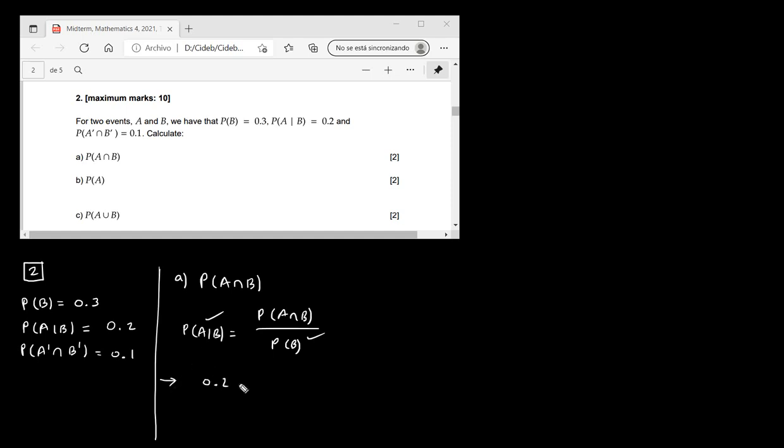So this is 0.2 equals this, and we can readily see that this is gonna be 0.06. That's it. That solves question A. Question B. Find the probability of the event A.